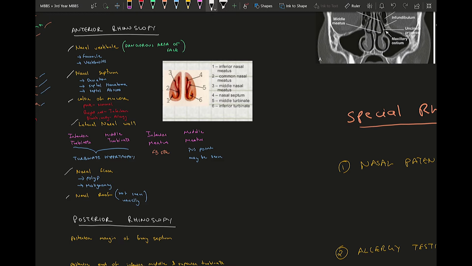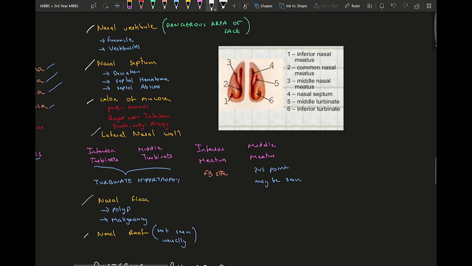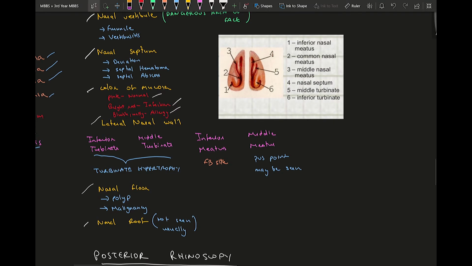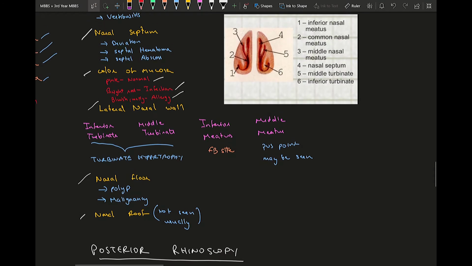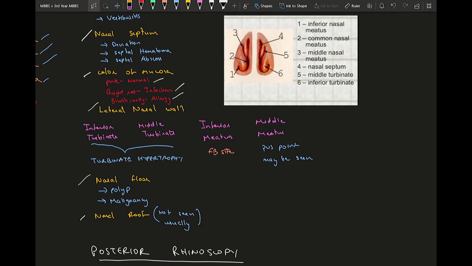Moving on, the color of the mucosa. It can either be pink, which is normal. In infectious conditions, it will be bright red, and it will be bluish and wet in allergic conditions. That is the correlation between the color of mucosa. Finally, in the lateral nasal wall, you can see four structures: the inferior turbinate, middle turbinate, inferior meatus, and middle meatus. When you see the turbinates, you can see if they're normal or hypertrophied.